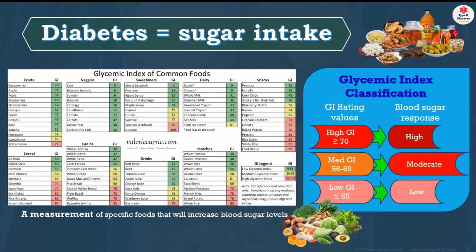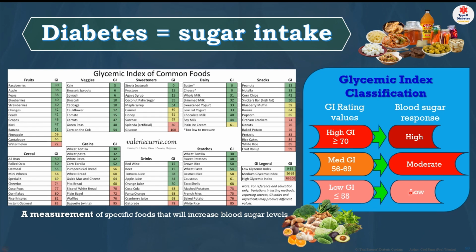If the glycemic index is very high, it responds in your blood sugar. If the GI rating value is greater than 70, that is high. Everything you eat has a glycemic value. For example, kiwi has a glycemic index of 47, and less than 55 is low.